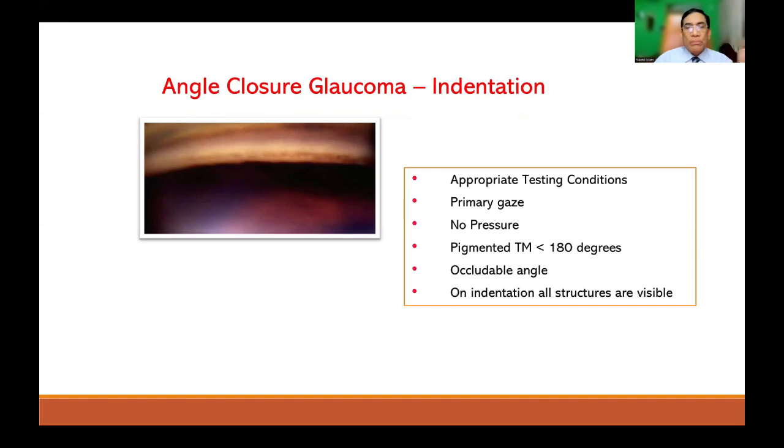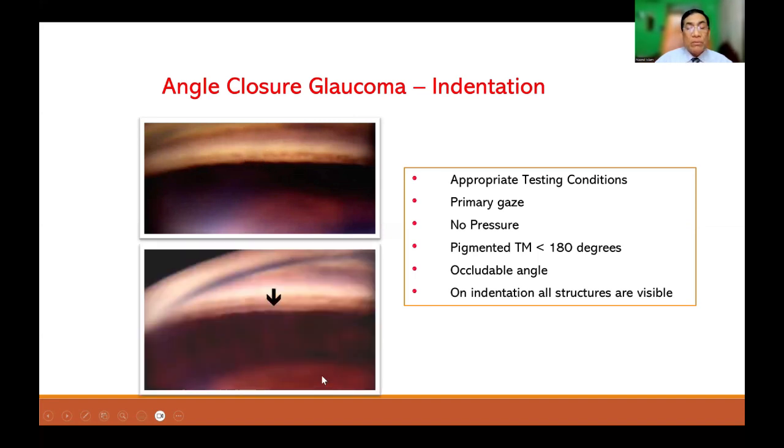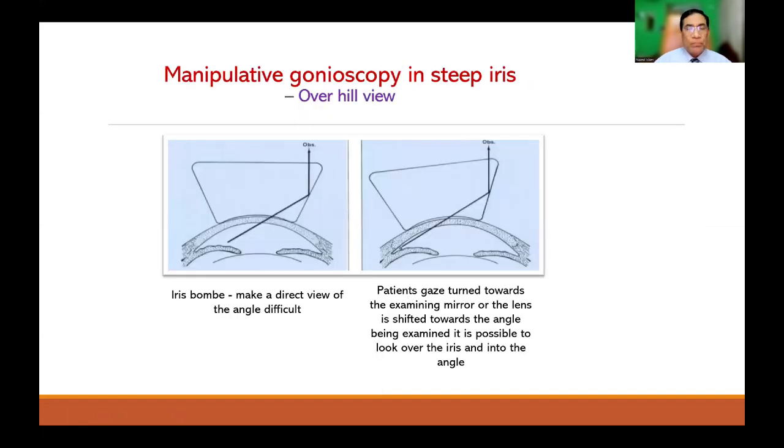So when I find this case is an occludable angle, I cannot see clearly the trabecular meshwork or the scleral spur. So it is occludable. Then I am giving pressure, some pressure on indentation, and there's indentation. I can see this scleral spur. I can see this trabecular meshwork. I can see this scleral spur. So this is the indentation gonioscopy that gives you the difference between the synechial closure and the positional closure.